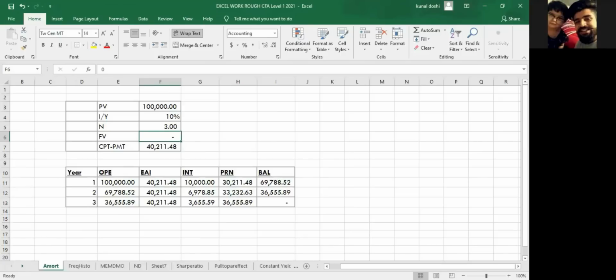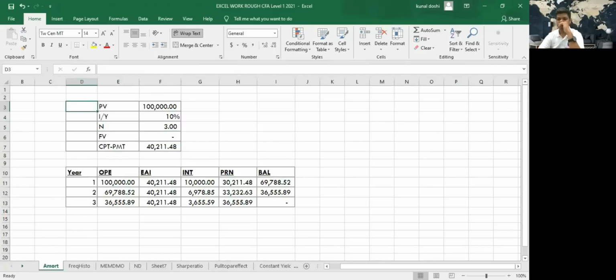Now guys, how can you find that? In your calculator, what are you going to put? PV is 100,000. You can put negative 100,000 if you want. Everyone with me? Put 10 as I/Y, 3 as N, FV as 0, and calculate PMT. Let me know if you get 40,211.48. Everyone?